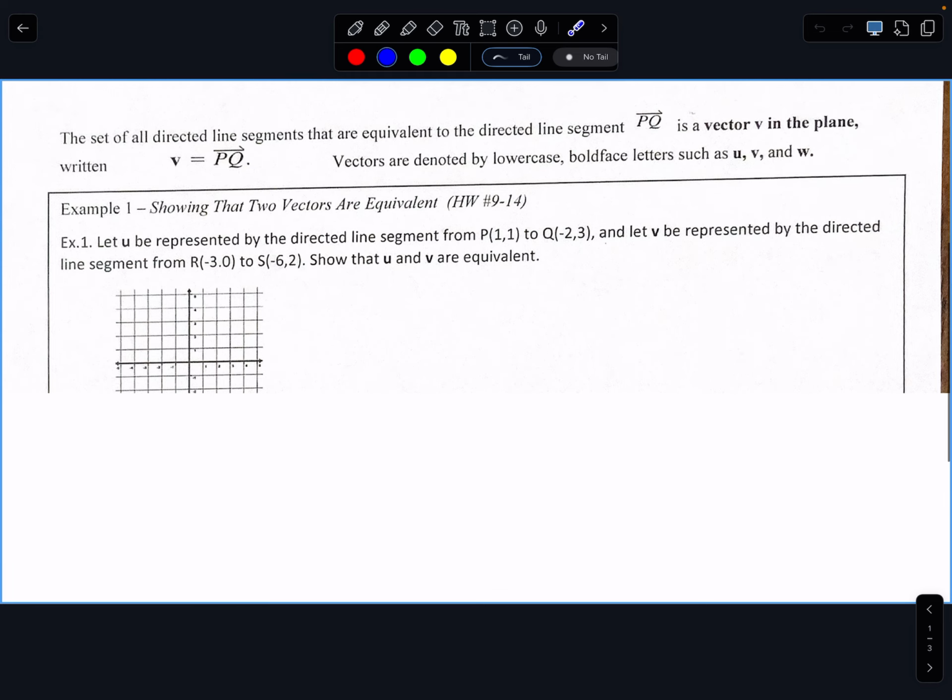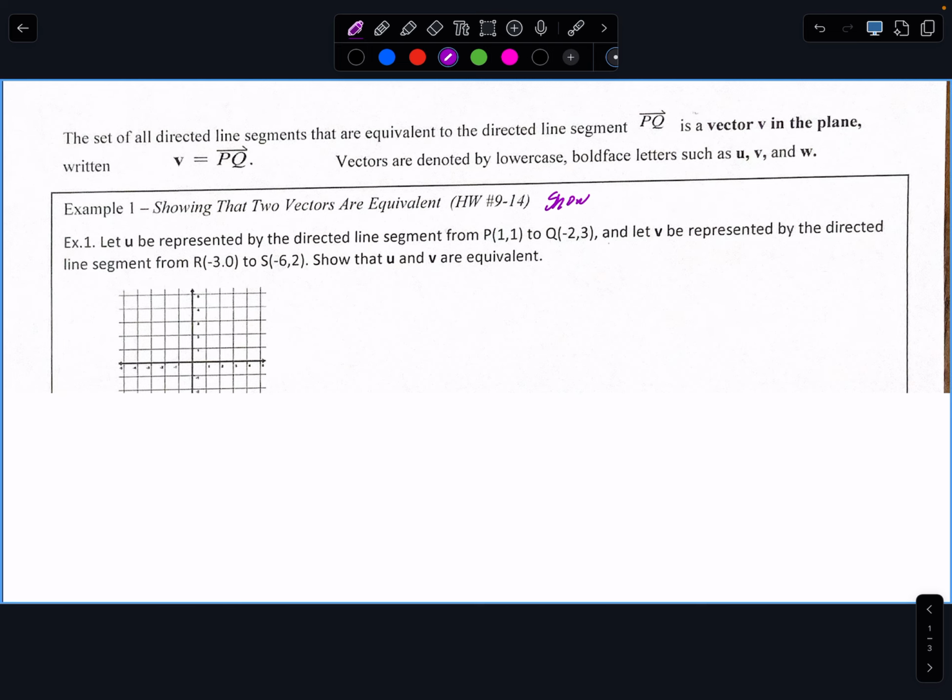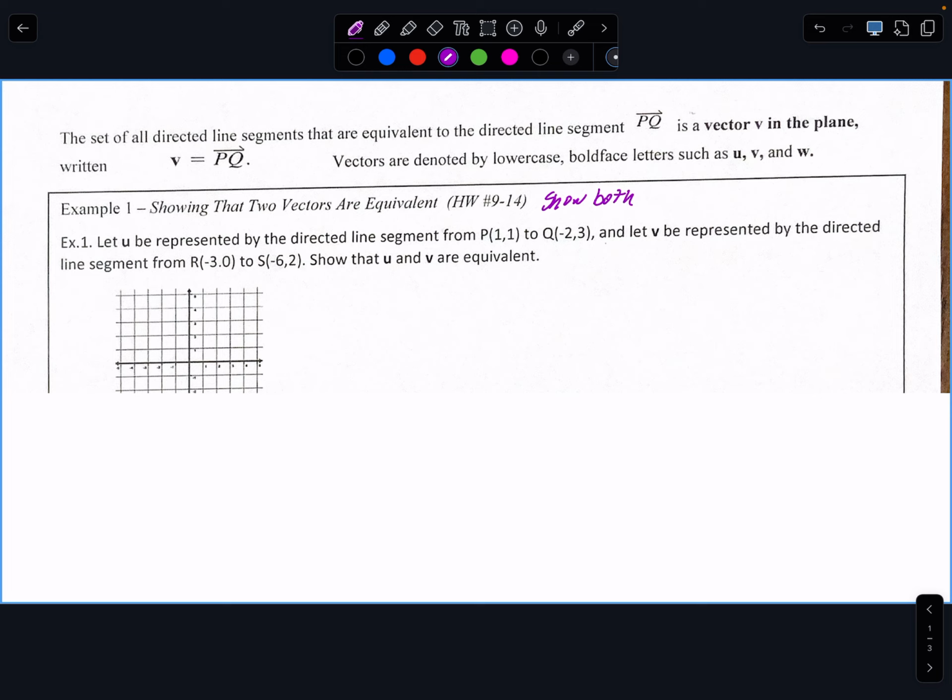All right, showing that two vectors are equivalent. To show that they're equivalent, you have to show both magnitude, which is going to use the distance formula, and direction, for which we are going to use slope. We have to show that those are both the same to show that vectors are equal. We have to have the same length, but we also have to show that they're going in the same direction, and that's why we also have to show the slope.